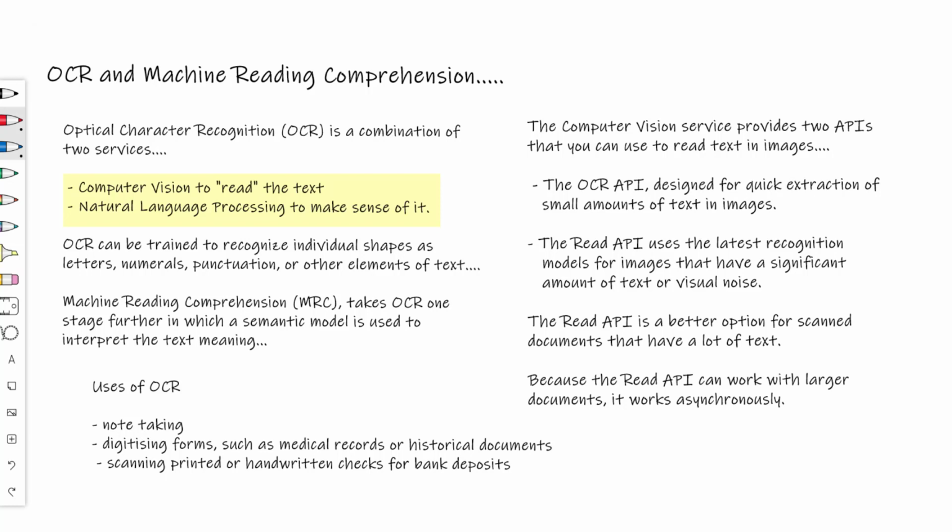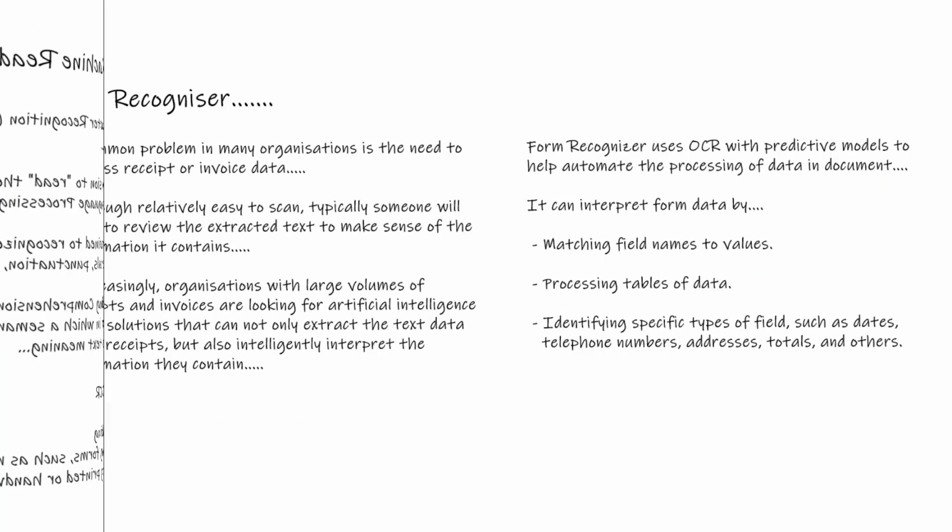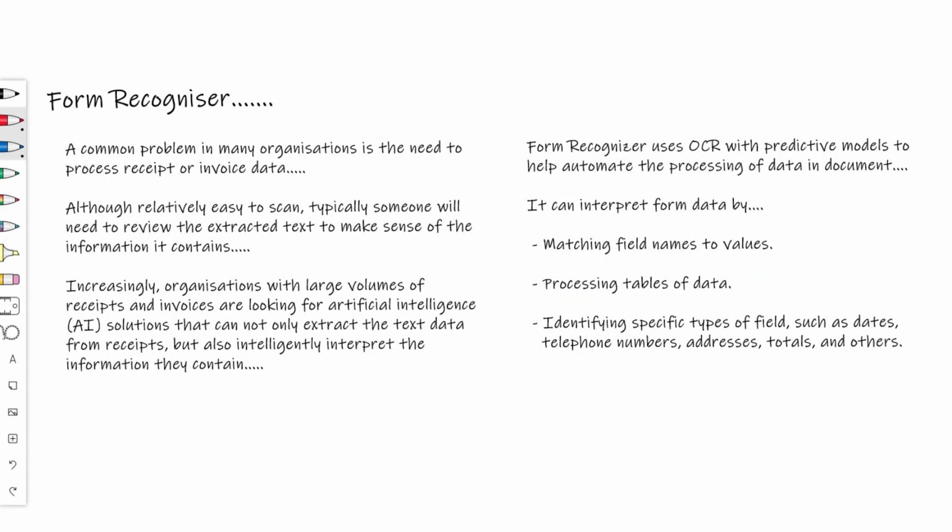It's also worth noting that the service provides two application programming interfaces: the OCR API, designed for quick extraction of small amounts of text, and the Read API for larger documents with visual noise. But we can also go one stage further with services such as the Form Recognizer. This uses OCR with predictive models to help automate the processing of data in a document.